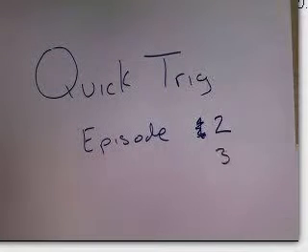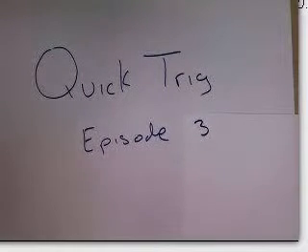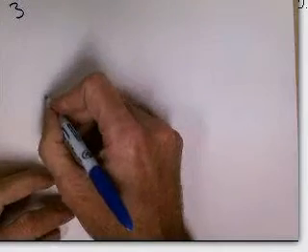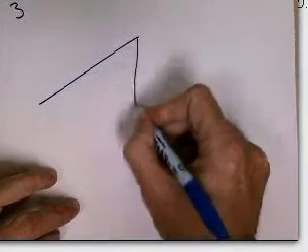Quick Trig, episode 3. In episode 3, we're going to be looking at the third Pythagorean identity. So here we go. In order to look at a Pythagorean identity, I'd really like to have a right triangle. So I'm going to draw myself a right triangle.